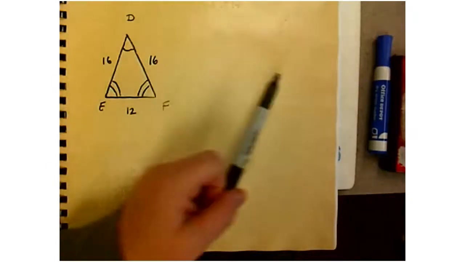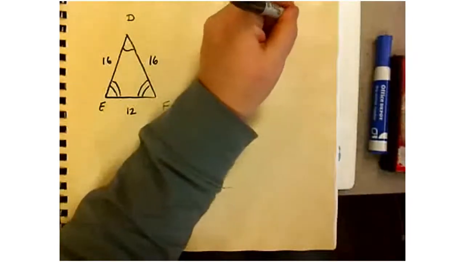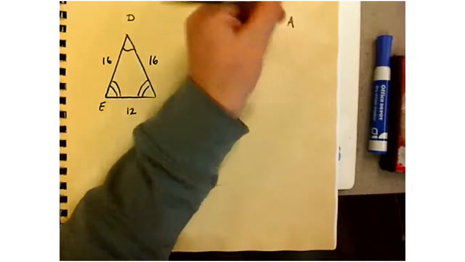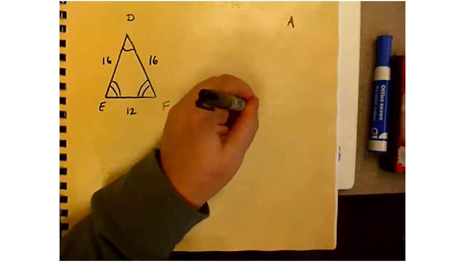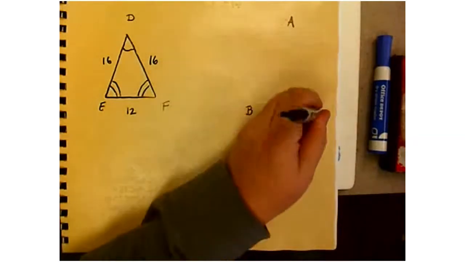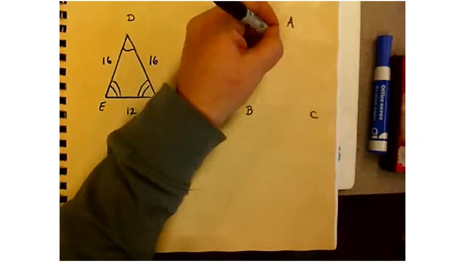All right, so when you make out the drawing, of course, on the left-hand side, DE is 16, and on the right-hand side, DF is 16. And then at the bottom, EF is 12. Then we go all the way over to the left-hand side. For some reason, they wanted to put the triangle way over there. We have A at the top, B at the bottom left, and C at the bottom right.